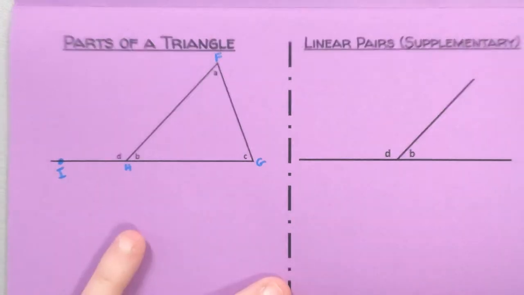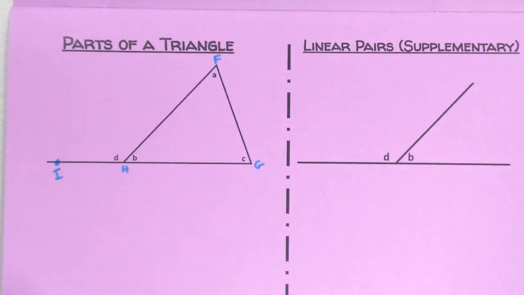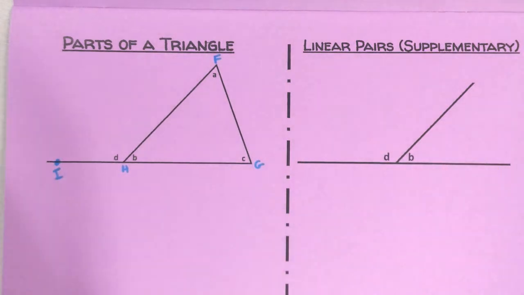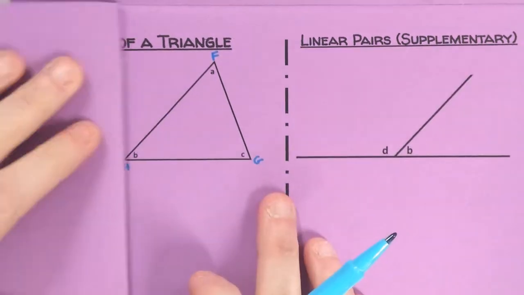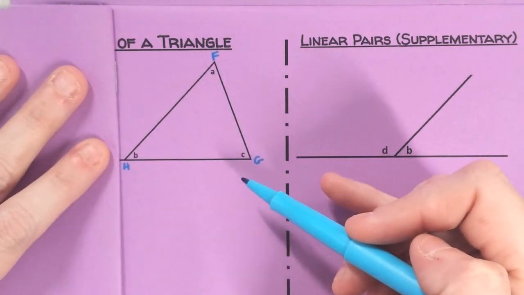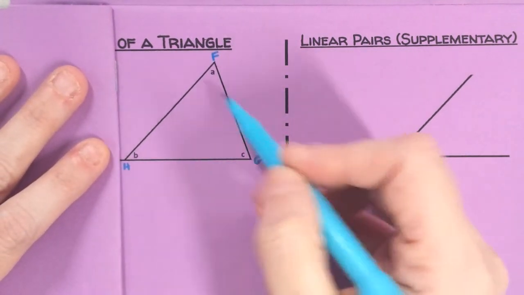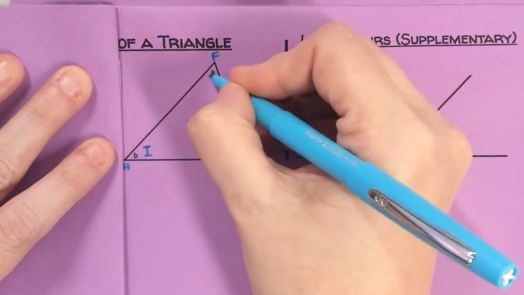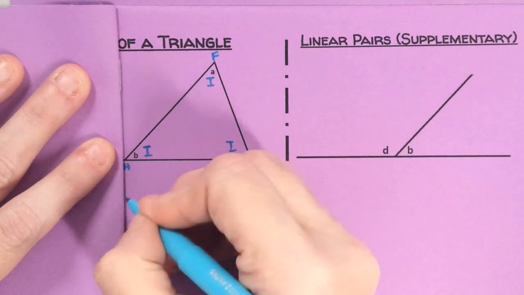Okay, so now parts of a triangle. Now that we're dealing with triangles, we have parts of a triangle. I'm going to start off by almost covering this part up. We have triangle FHG here. It has three angles inside. We call these interior angles.